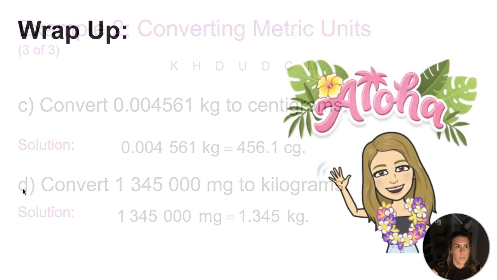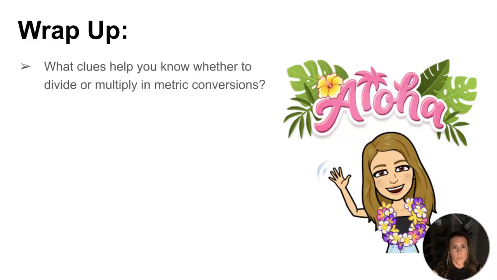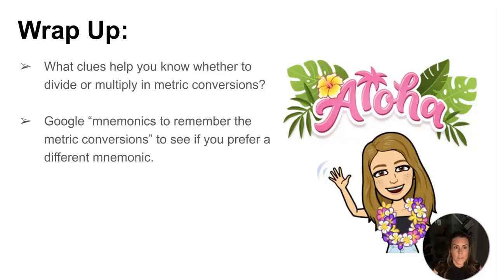So as a wrap-up, let's think about it. What clues help you know whether to divide or multiply in metric conversions? And if you just use the chart and you figure out if you have to go to the left or the right, that might help you even more. I also encourage you to Google mnemonics to remember metric conversions to see if you prefer a different one.